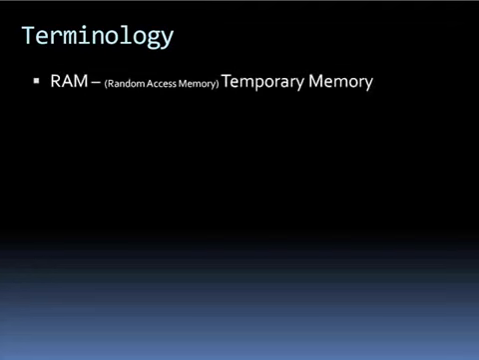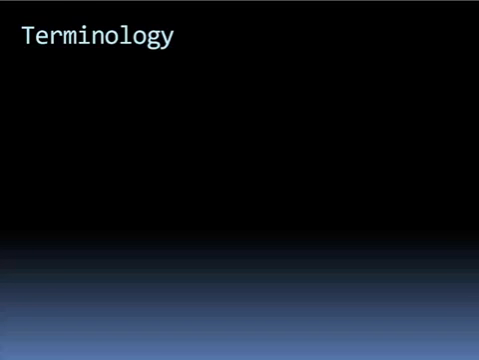Let's look at some of the terminology. RAM, which is known as the random access memory. This is temporary storage on your computer. When you're working on it, it helps your computer to work faster. When you power off, it's all disappeared. If you don't save your Word document, it's in RAM and it's gone.